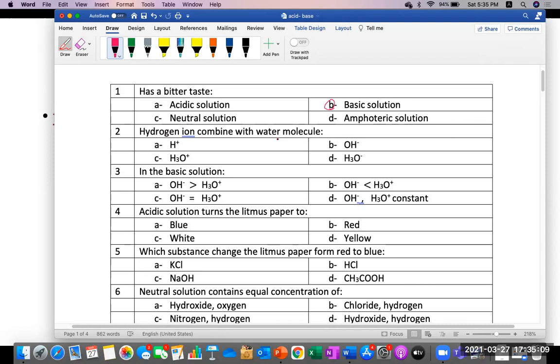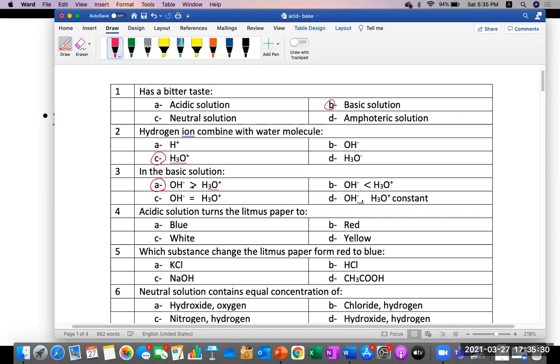Hydrogen ion combines with a water molecule. So if a hydrogen ion combines or coordinates with a water molecule, it gives you a hydronium ion. And the formula of the hydronium ion is H3O plus. In a basic solution, it means that we have a higher concentration of hydroxide, OH minus. So the OH minus should be at a higher concentration.